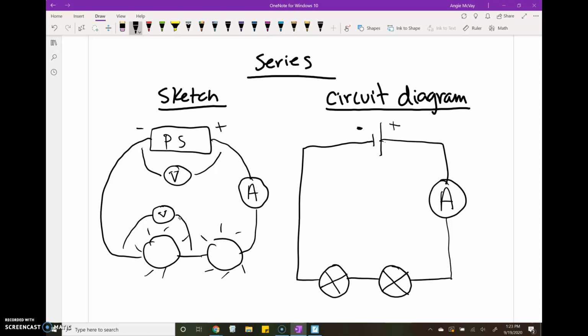Also, you can draw a voltmeter, right? Just like we did, except everything is squared off.